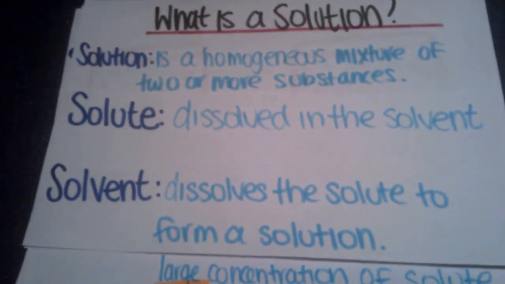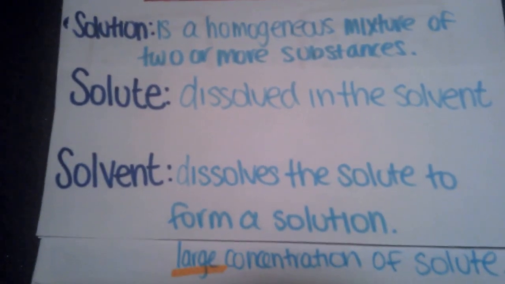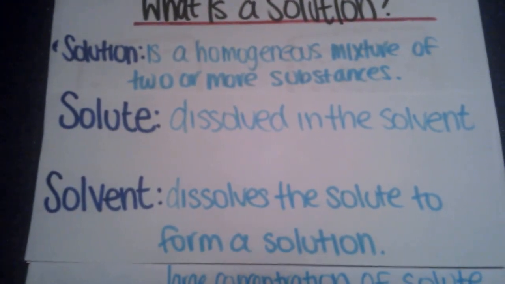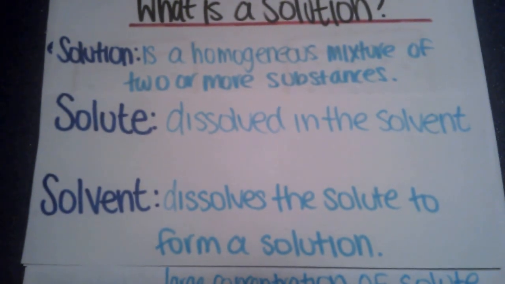What is a solution? A solution is a homogeneous mixture of two or more substances. A homogeneous mixture is basically when you can't see the difference between the two components of it. It's all mixed into one. An example of that would be salt water.